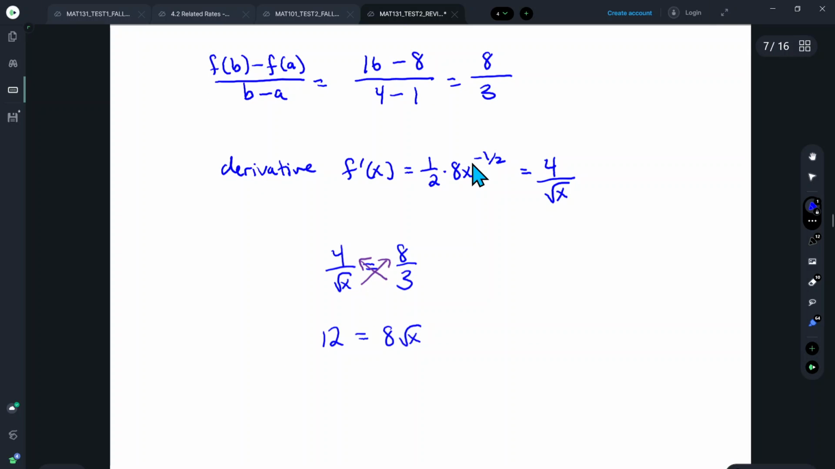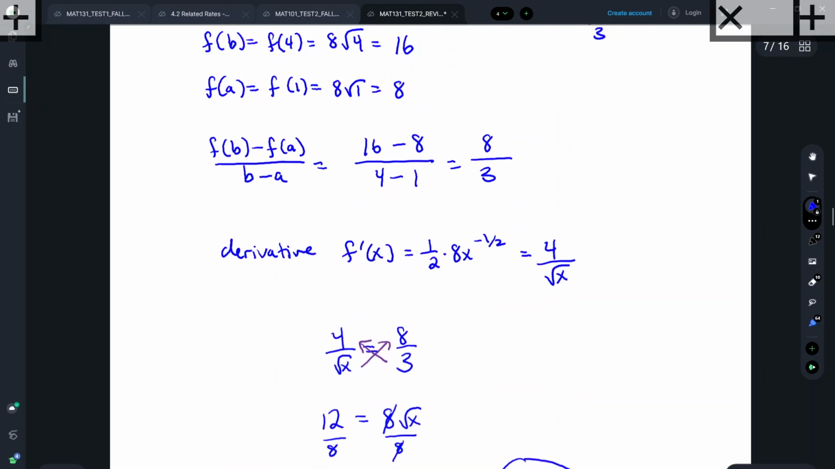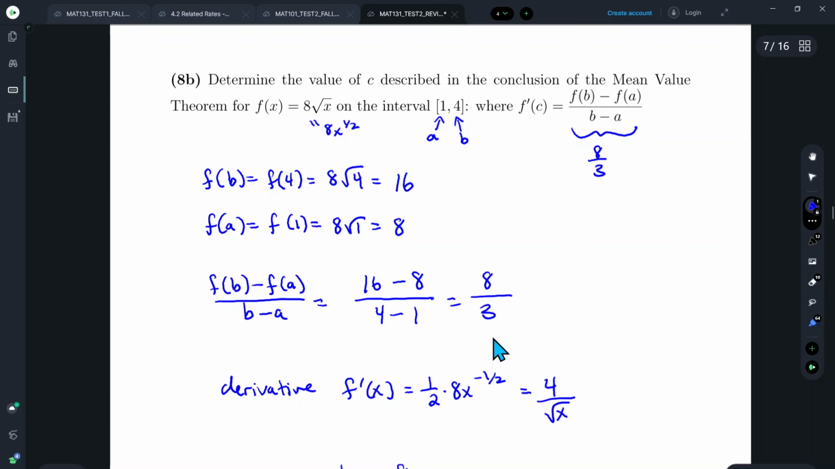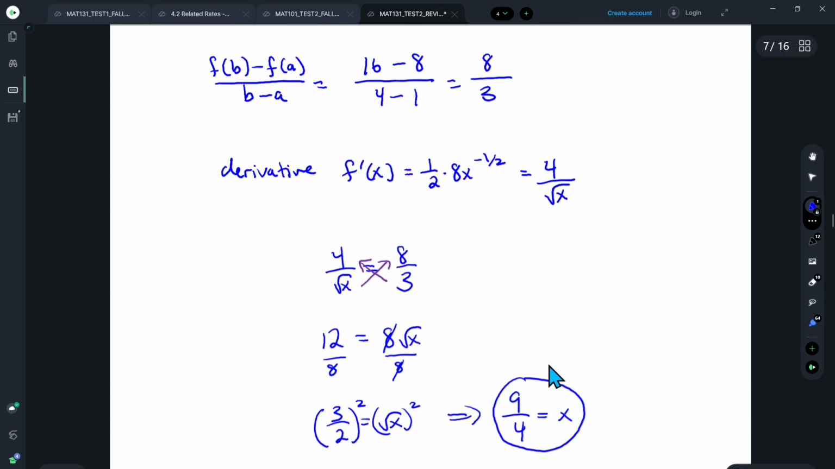Okay, so then I divide both sides by 8. So what is this? This is divisible by 4. So this is 3/2 equals square root of x, and then I just square both sides. So what do I get? So 9/4 is equal to x. Okay, so this again, c is just the same as the x, right? So this is the value of c that is being referred to.